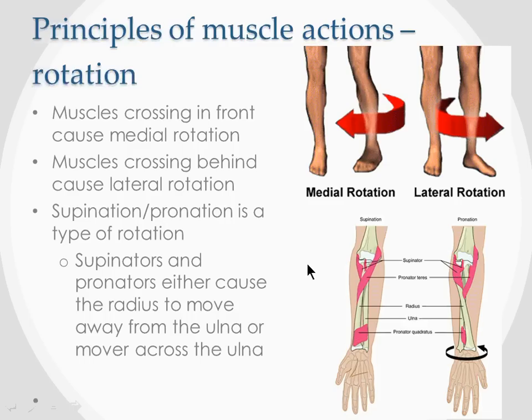For rotation, any muscle which crosses in front of a joint will cause medial rotation. That's very simple. Any muscle which crosses behind a joint will cause lateral rotation. So imagine a muscle crossing in front will turn it medially. Anything crossing behind will turn it laterally. Okay? So this is fairly simple. Remember, supination and pronation is a type of rotation. And remember, we said that this is in the forearm. So all these muscles, pronators and supinators, will be seen in the forearm.